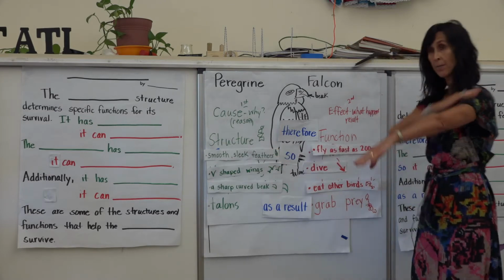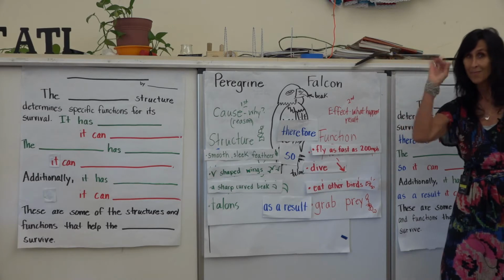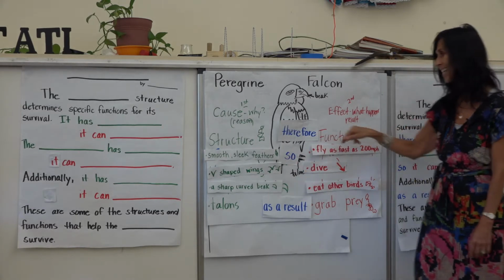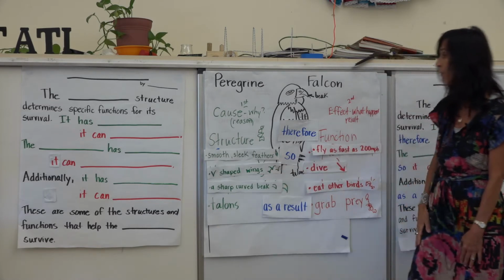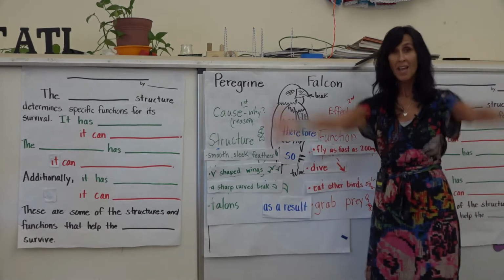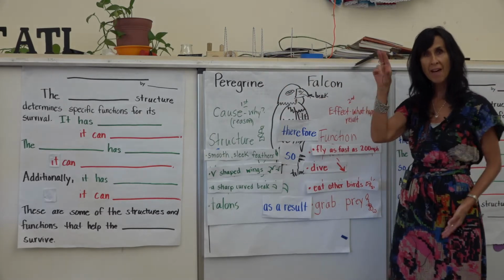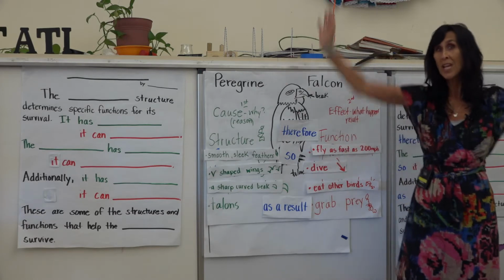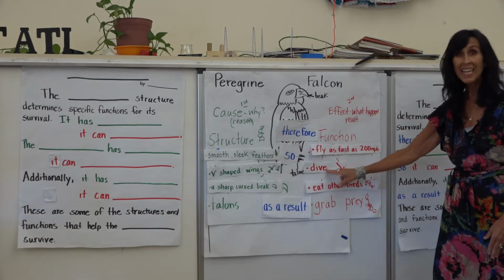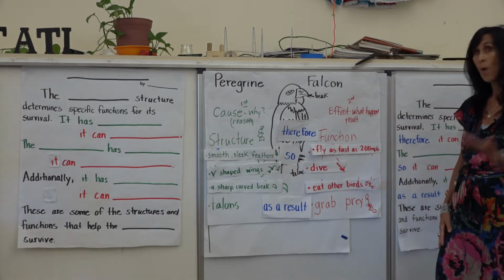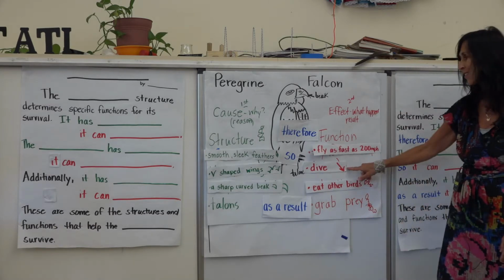Thanks for saying that sentence to your family. Now we're going to practice the next sentence. The peregrine falcon has V-shaped wings. Say it with me. The peregrine falcon has V-shaped wings. Here's our cause and effect language. So it can dive. Why does it have it? Thanks for saying the language, friends.